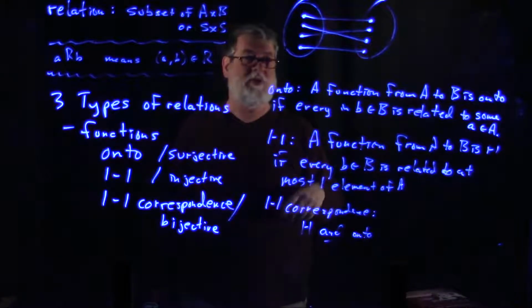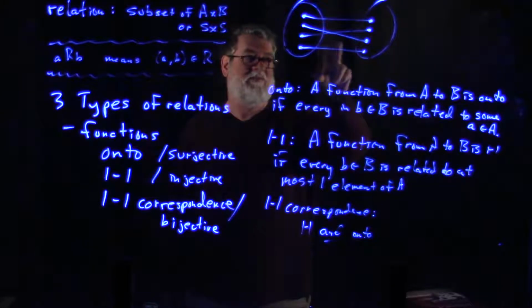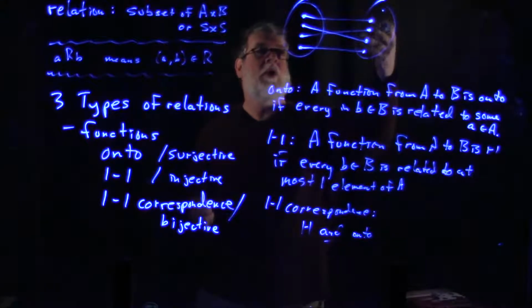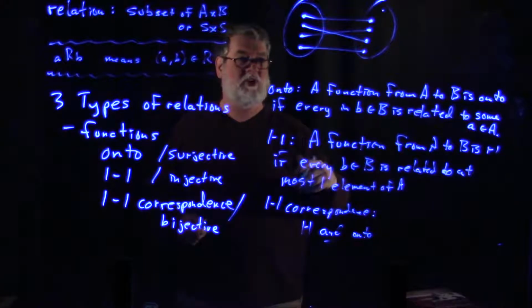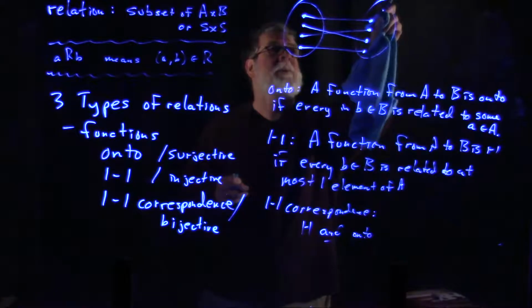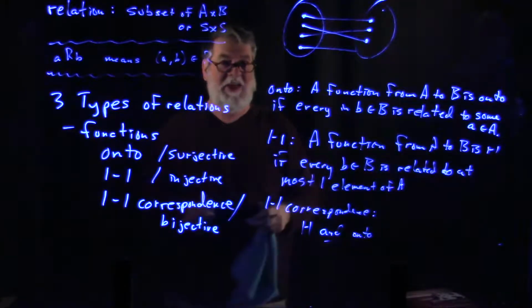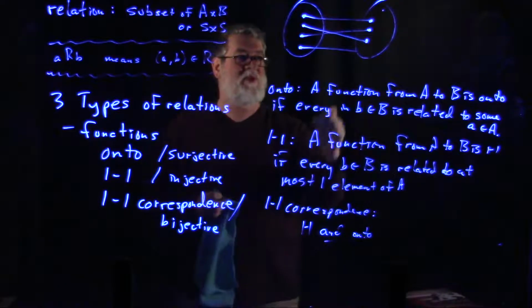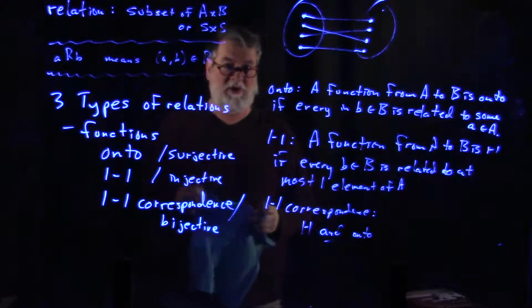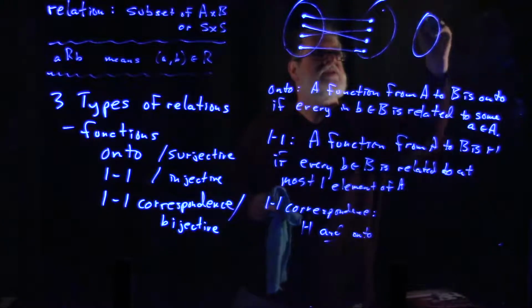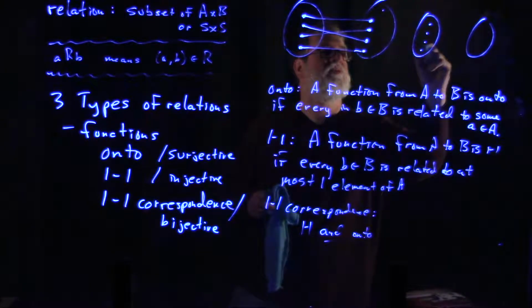They can only happen where the sets are the same size, because if you have too many over here, one of them has to be left out and it can't be onto. And if you don't have enough over here, one of them has to be duplicated and it can't be 1 to 1. But if you have the exact same number, it can be 1 to 1. Now it doesn't have to be. Here's another relation between two things which both have 4 elements.